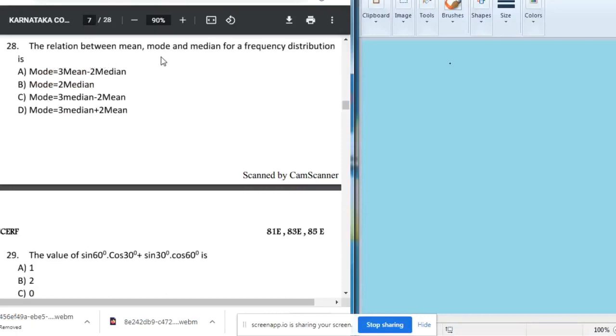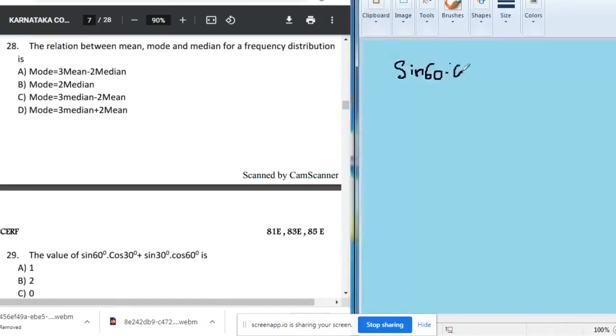28th question. The relation between mean, mode and median for a frequency distribution is mode is equal to 3 median minus 2 mean. C is the correct option. 29th question. The value of sin 60 cos 30 plus sin 30 cos 60 is. So we are going to use the trigonometric angles here.